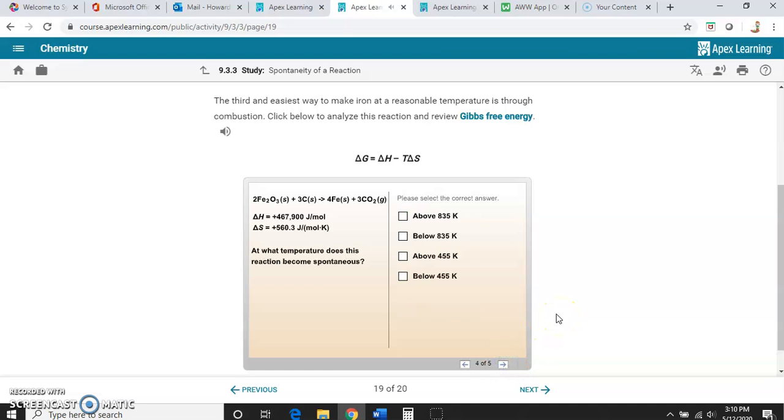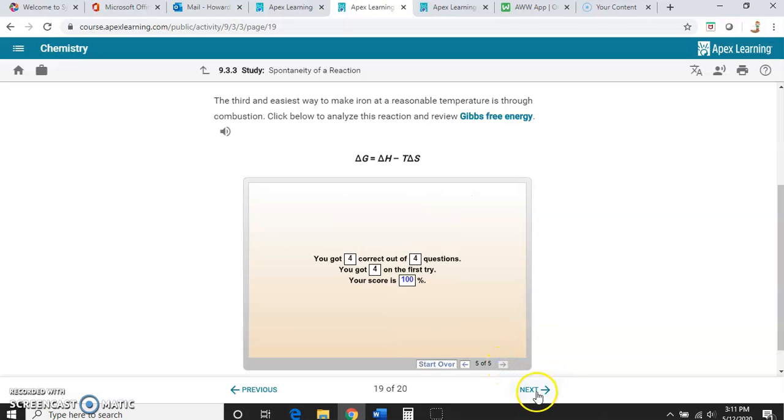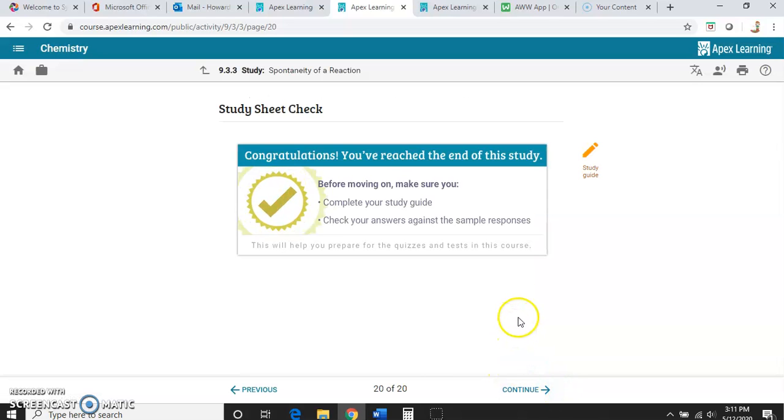And then at what temperature does it become spontaneous? It needs to be a high temperature. That'll give you a negative number, because you'd be subtracting a high number. So that's kind of the end of this.